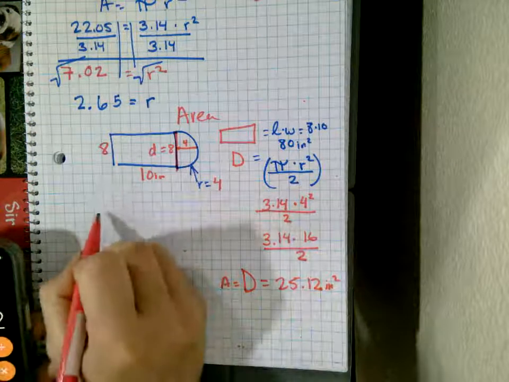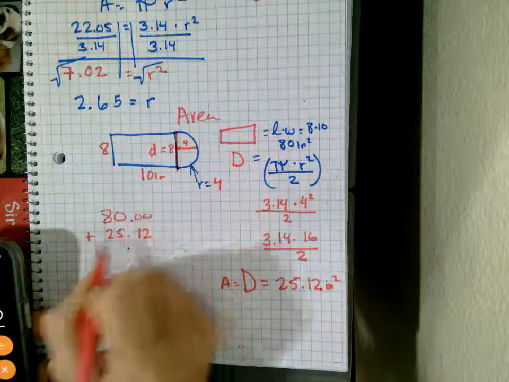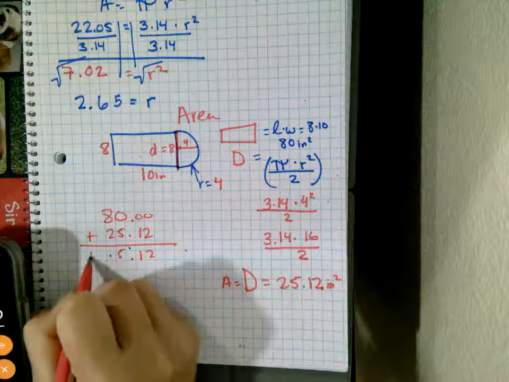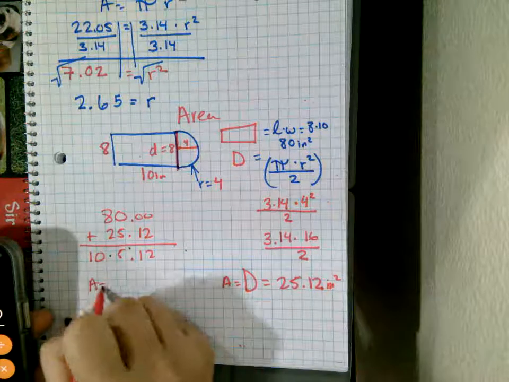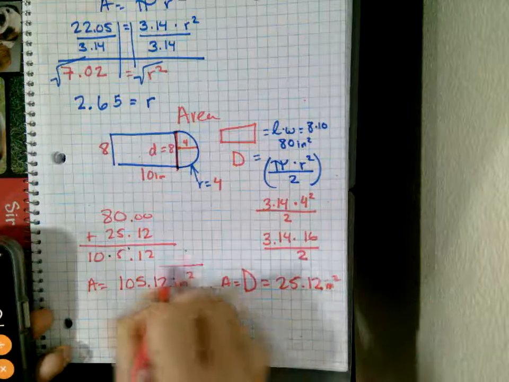So I'm going to add those up. So 80 plus 25.12, so my total area is 105.12 inches squared.